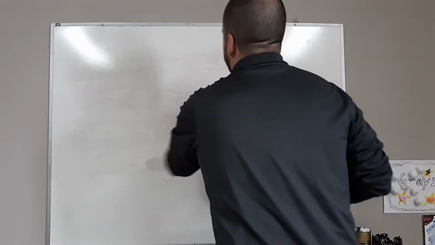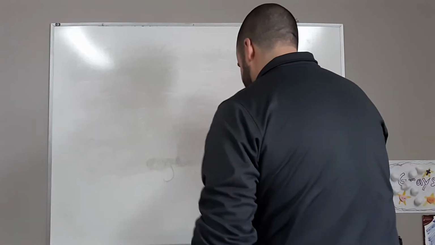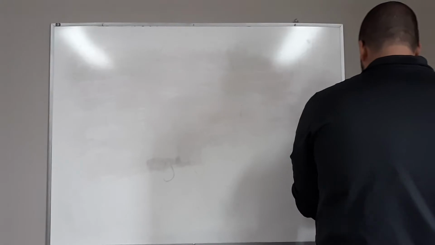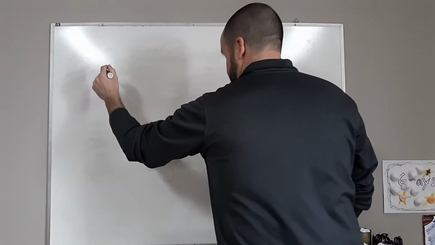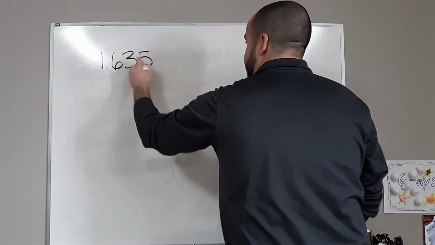So let's do the first 4 together. So let's start with, I don't want to lose too much red. Let's go. Okay, so we have 1, which is 635.